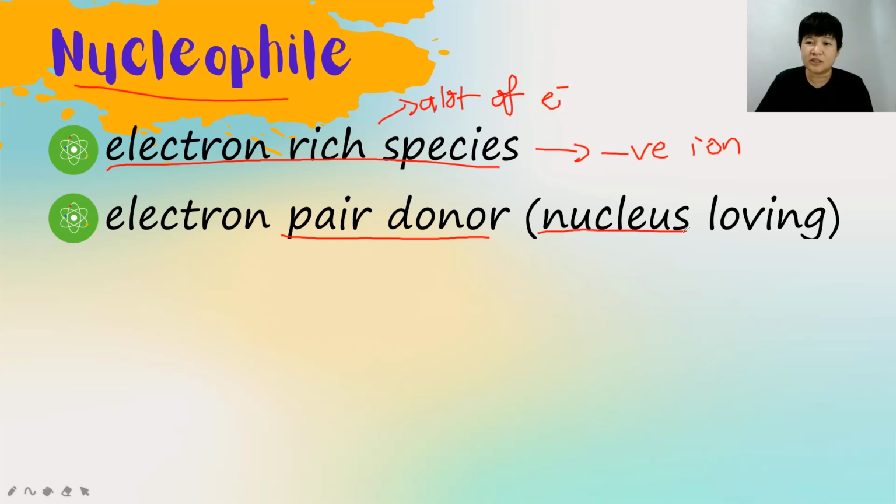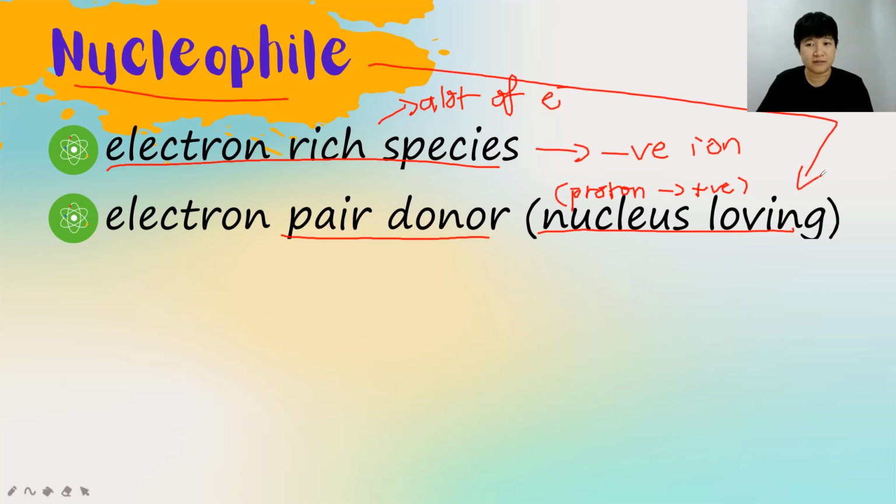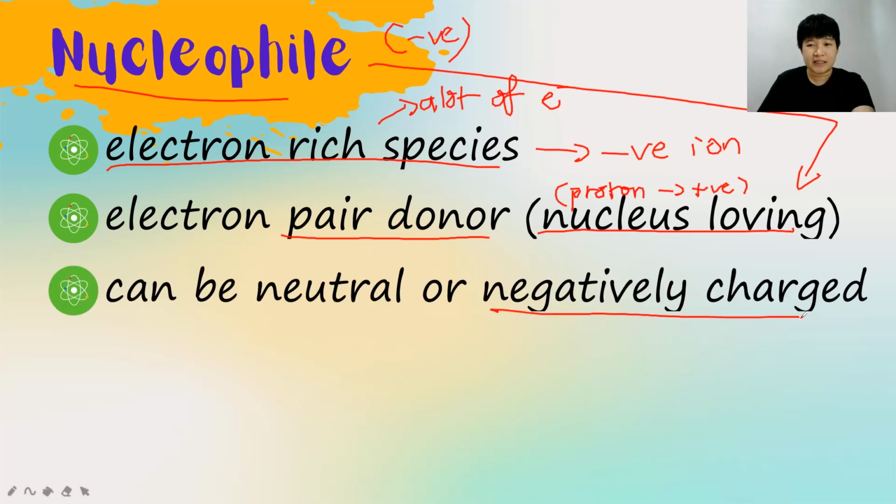And why do I say it is nucleus loving? Because in the nucleus, you have protons, and protons hold positive charge. Why will your nucleophile love the nucleus? Alright? Because in the nucleus, there is proton. Proton holds positive charge. Nucleophile is negative charge. Negative always goes for positive. Remember that. So your nucleophile will be a nucleus loving species. Okay? As always, it can be negatively charged, of course, because you have a lot of electrons. But at the same time, it also can be neutral, like your electrophile just now.